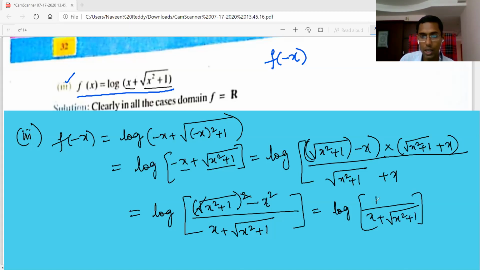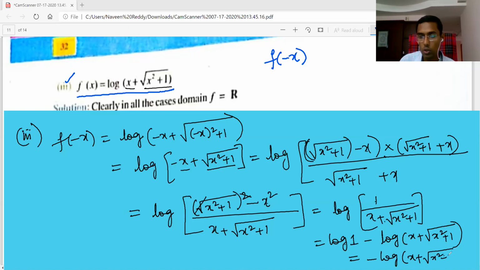Already we discussed log a by b is log a minus log b. Then what we got? Log 1 is 0 minus log of x plus under root of x square plus 1. So this is minus f of x. So what we got finally, f of minus x, if I do all this, is minus f of x. So f of minus x equal to minus f of x. Therefore it is an odd function.